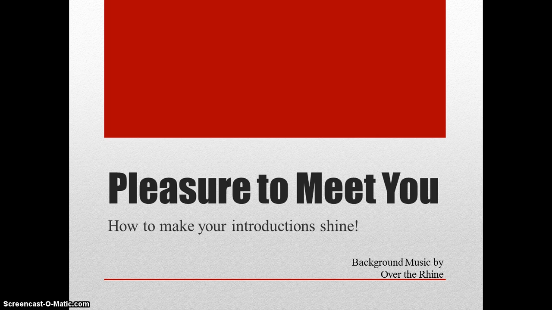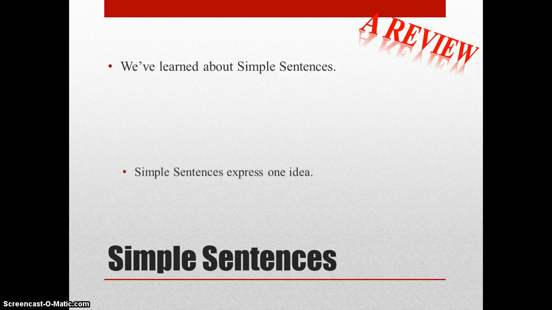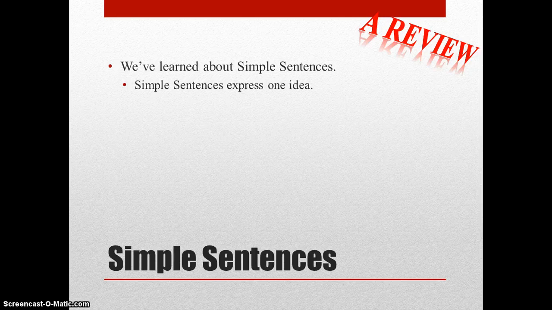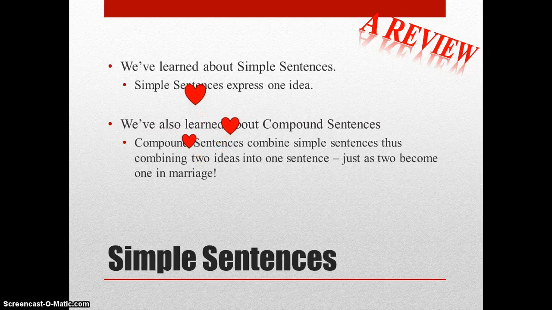But first, as always, we're going to take a little trip down memory lane. So, what have we learned already? We've learned simple sentences, a couple different varieties of simple sentences, but regardless of what variety we use, a simple sentence expresses one idea. We've learned how to combine simple sentences into compound sentences. And what that does is take these two ideas and bring them into one sentence, just as two become one in marriage. They're both their own same idea, but now they're together.